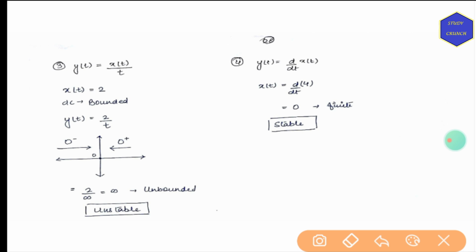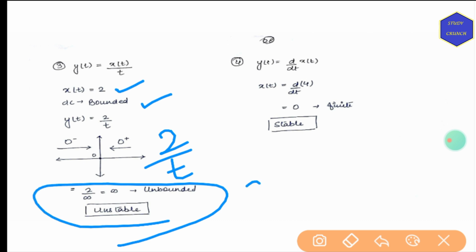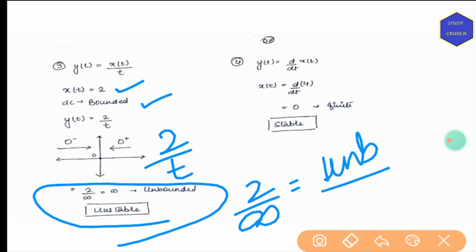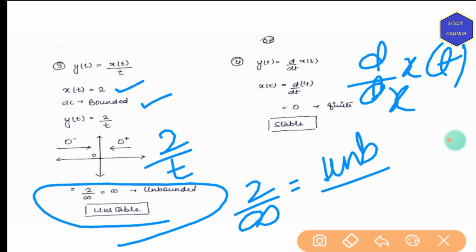Now x(t) by t, we know that x(t) is equal to 2, which is a DC, which is bounded. So 2 by t will give us unbounded, that is 2 by infinity, which is unbounded. Whereas d by dx of x(t), that is one constant, which is stable.